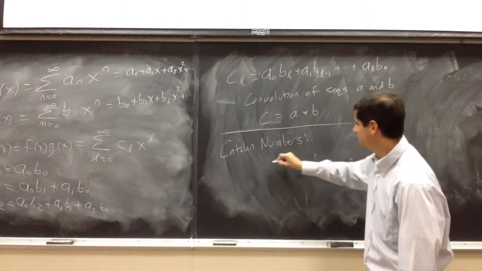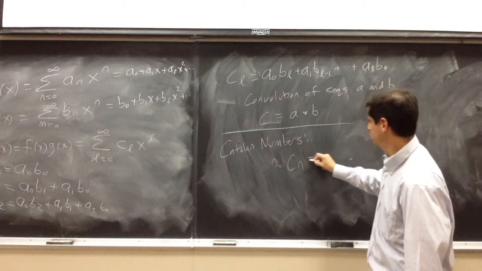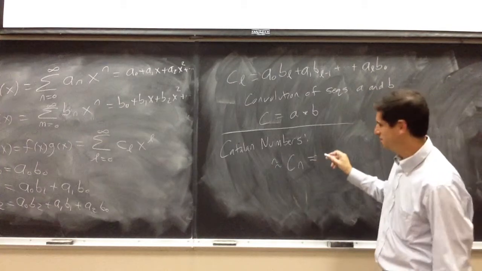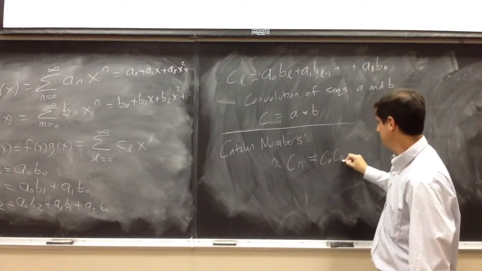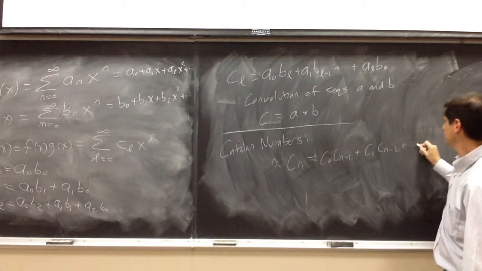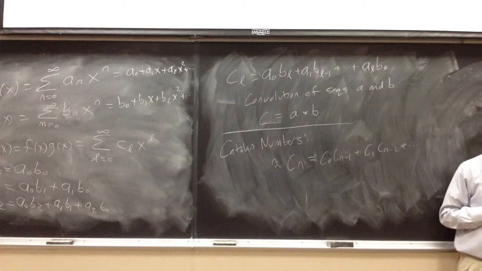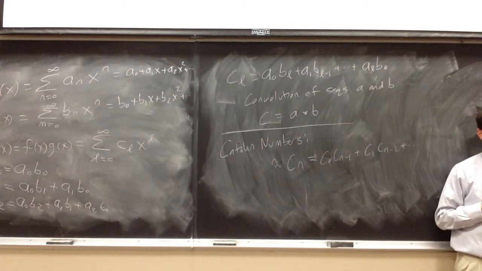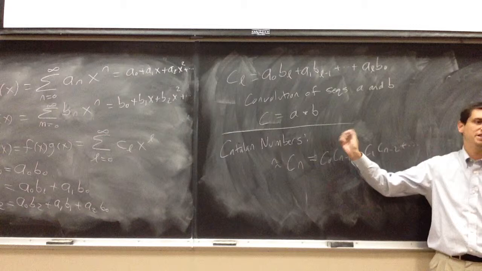It's something like Cn was C0 Cn minus 1 plus C1 Cn minus 2, something like this. What does that look a lot like? Convolution of C with itself, where it is shifted by an index.